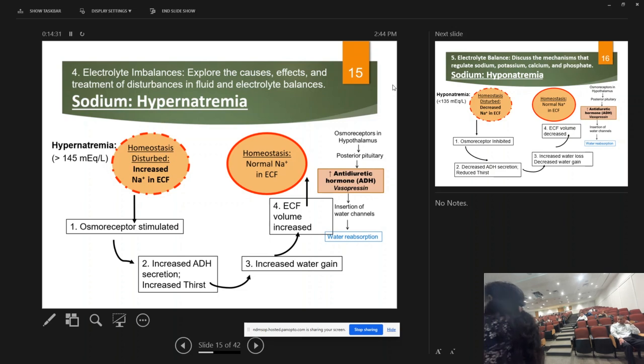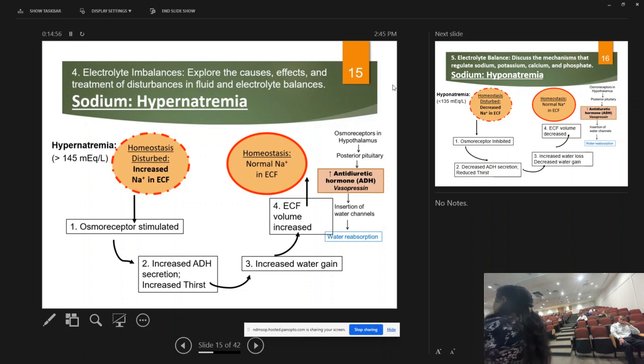The water will come in, like you'll be thirsty and you'll drink water and you'll have an increase in water gain, and the volume will increase. When you have more volume with the same sodium, the sodium level will go down. So that's how you are going to correct the sodium and bring it back to homeostasis. This is, as we already mentioned here, how that happens.